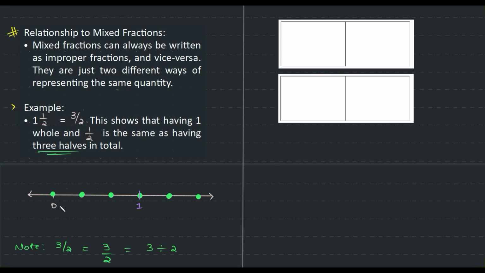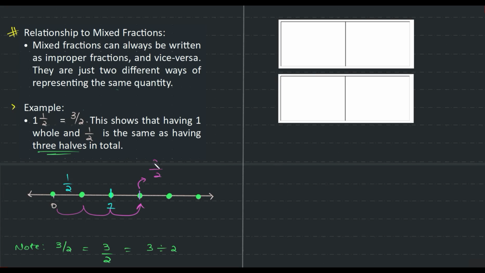How many gaps are there between 0 and 1? 1, 2, 3. So the denominator is 3, right? And this is a gap of 1, so 1 by 3. Oh sorry, my bad, this is 1 by 2. They want us to take 1 by 2. So the gap between 0 and 1 is 2 parts, and the unit fraction over here is 1 by 2. So if I choose 1, 2, and 3, this will be my 3 by 2.